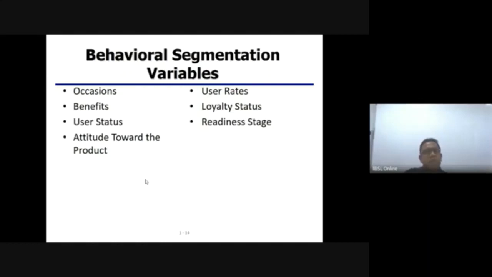Behavioral segmentation we discussed. That is, you segment the market or the customers based on their buying behavior. Some people buy during occasions like New Year and Christmas, or birthdays and so on. Benefit sought, user status. I described all this last week. I believe you have got some idea about these behavioral variables.